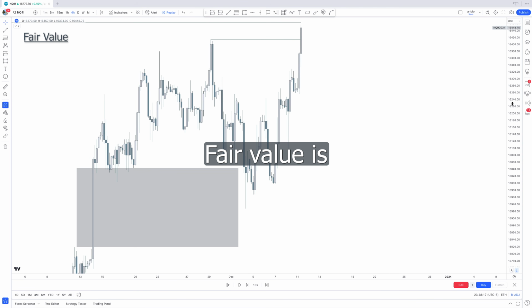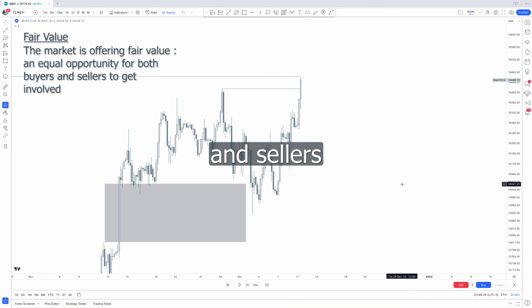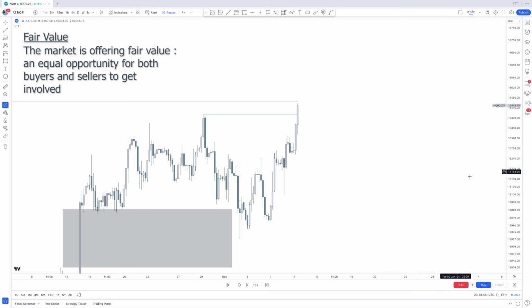Fair value is, like it already says in the name, offering fair value. Meaning that both buyers and sellers should get a fair chance to get involved in the market. So when there's only buyers in the market, there should also be a fair chance for sellers to get involved. If they want to get involved, then let's offer them a fair chance to actually get involved. Which is why a bullish fair value gap right there is usually what? It's only buyers in the market. Which is why it's called a fair value gap in the first place. Because there's a lack of fair value there.